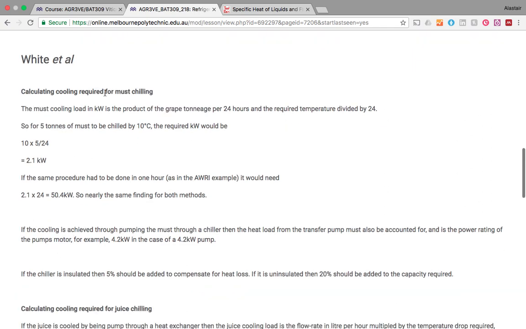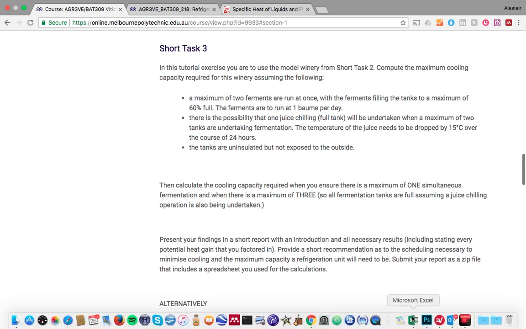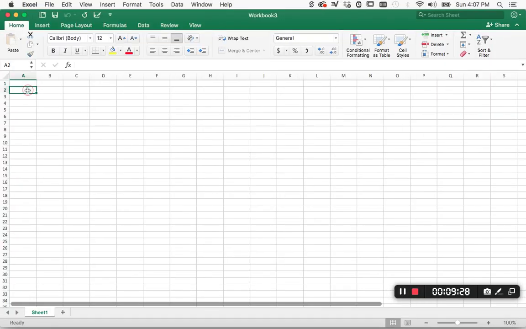All right, so this is our must chilling. So we might as well do our calculation for our must chilling. Let's go back to, here it says here, juice chilling: full tank will be undertaken when a maximum of 2 tanks. All right, so the temperature of the juice needs to be dropped by 15 degrees over the course of 24 hours. All right, so let's go to our spreadsheet. When I'm doing my spreadsheets, I like to use lots of labels. Chilling tank. For all the different scenarios, we're only ever chilling 1 tank.